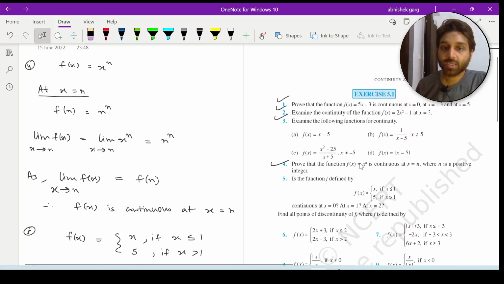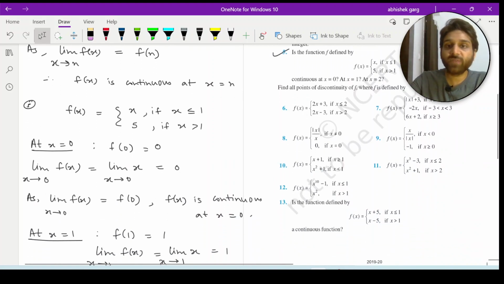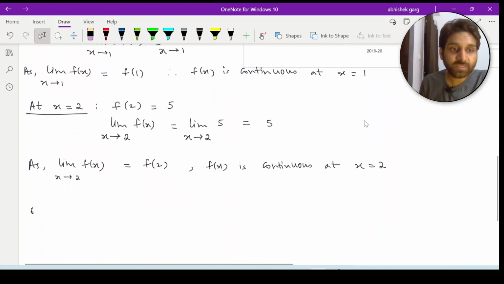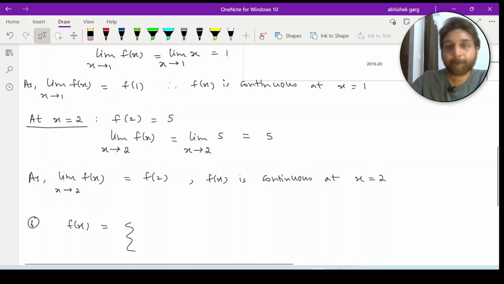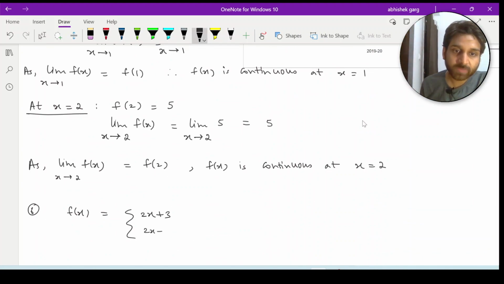Now let us look at question number 6. Question number 6 is telling us to find all points of discontinuity of f where f is defined by this. Okay, so let me write down the function first. The function is f(x) is equal to, what is it? It is 2x plus 3 and 2x minus 3. So 2x plus 3 and 2x minus 3.